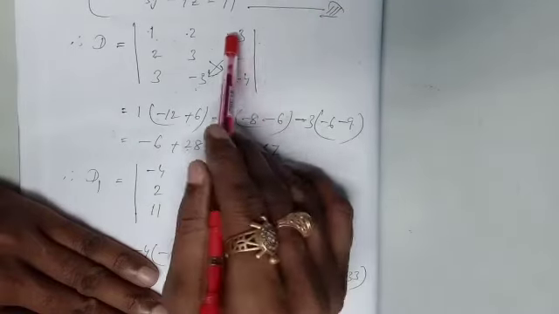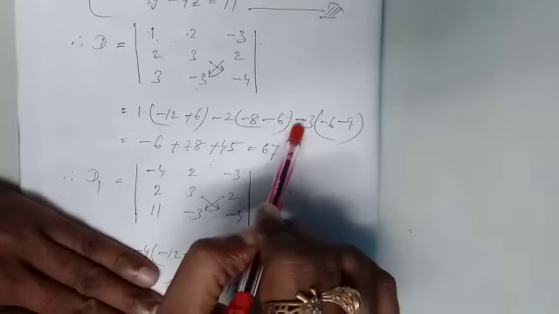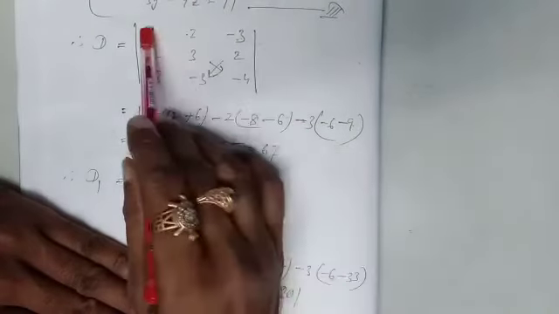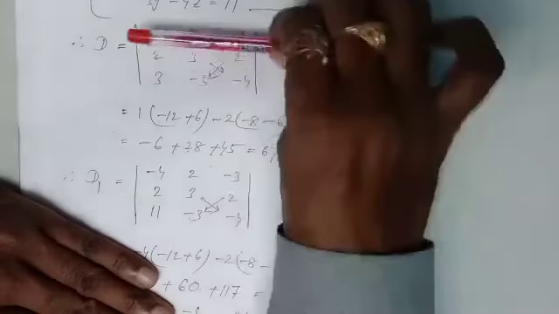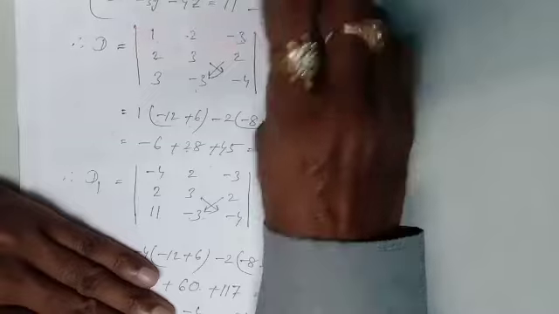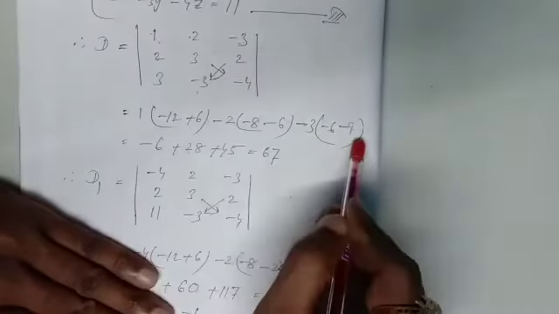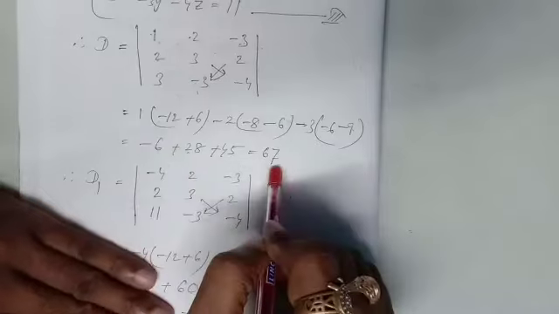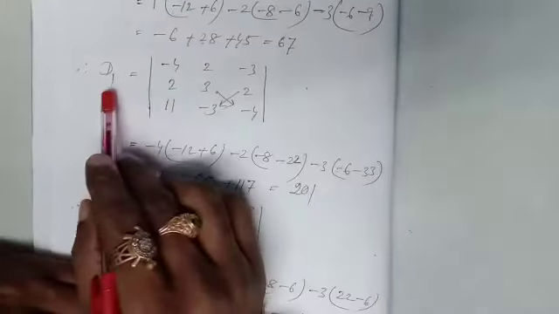Again, last one is minus 3. I am breaking first row wise, R1. Minus 3, omit this row and column. After that, what will we see? 2 into minus 3, that is minus 6. 3 3 are 9, minus 9. After simplification, you are getting 67. Just normal simplification.